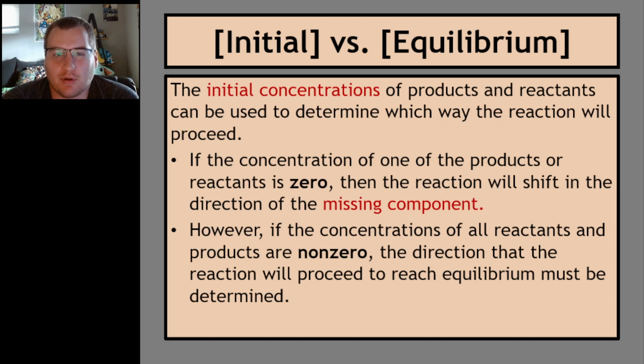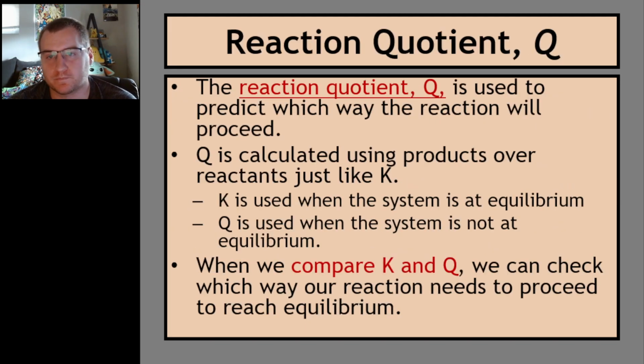So a hint that we're going to talk about, and I think it'll make more sense in the context of the problem, is if you have 0 of something, the reaction has to go that direction. You can't possibly go the other. It makes it more difficult, though, when all of the concentrations of reactants and products are non-zero. Another way to say that is if you start with both products and reactants, you have to do some math to determine which way the reaction will go. The direction that the reaction will proceed to reach equilibrium must be determined.